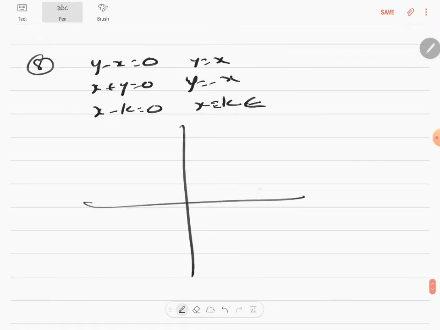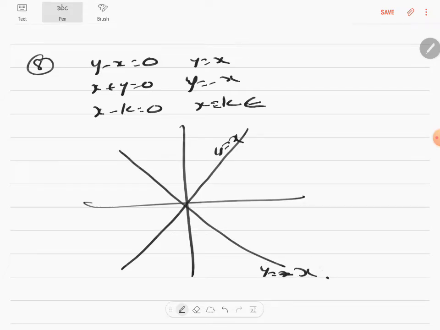Let's draw this. Y is equal to x is this line. Y is equal to minus x is this line. And x is equal to k is a line which is parallel to the y-axis passing through k. Since x itself is k, y is equal to minus k and y is equal to plus k also here.